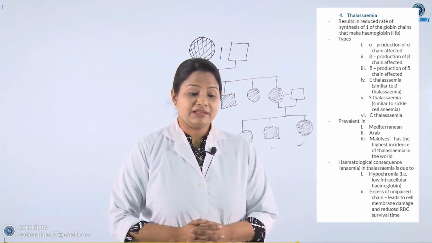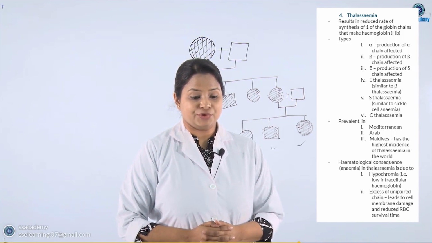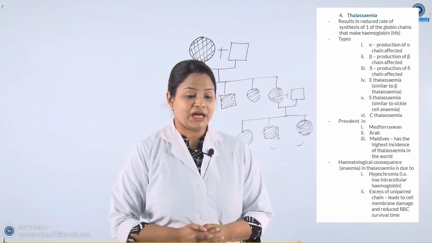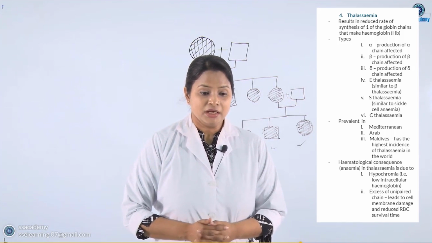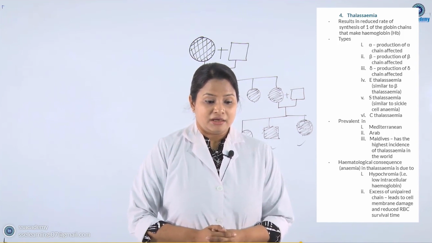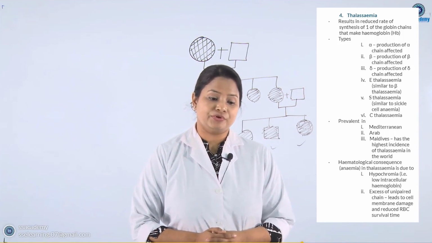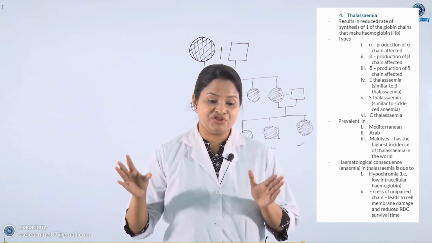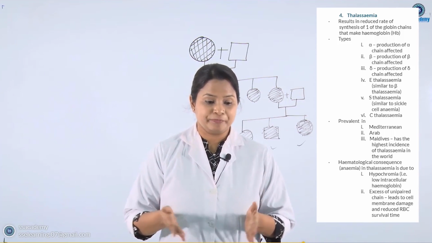Another thing is the prevalence, where. Questions come from the prevalence of thalassemia. The prevalence is in the Mediterranean, Arabs and Maldives. Mark it: Mediterranean, Arabs and Maldives. There are 6 types of thalassemia. You have to know the types and the chain affected, which chain is affected in which type.